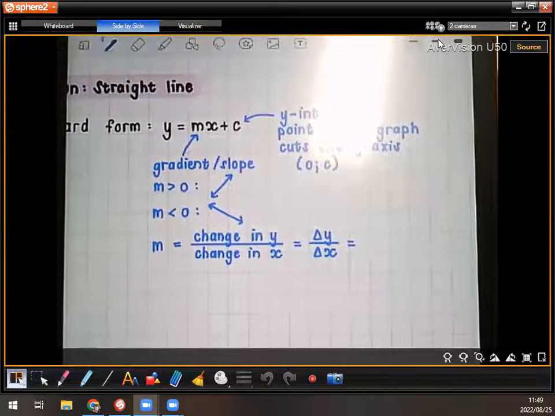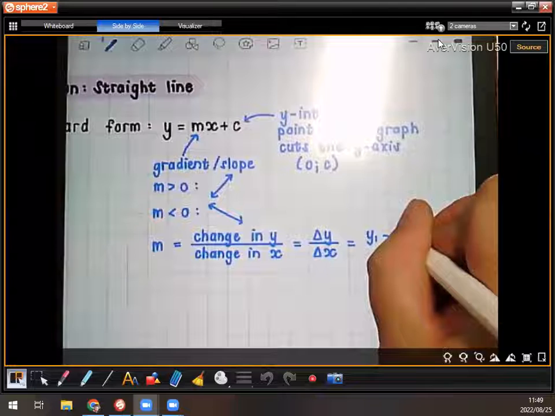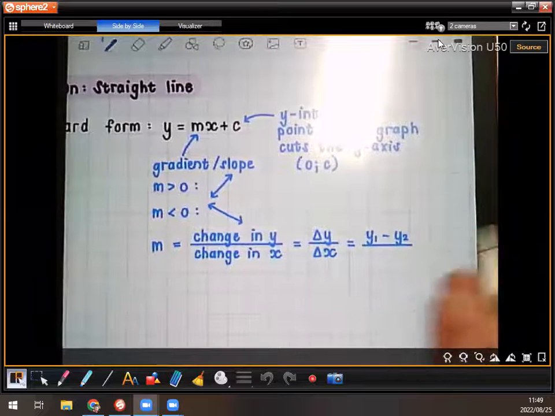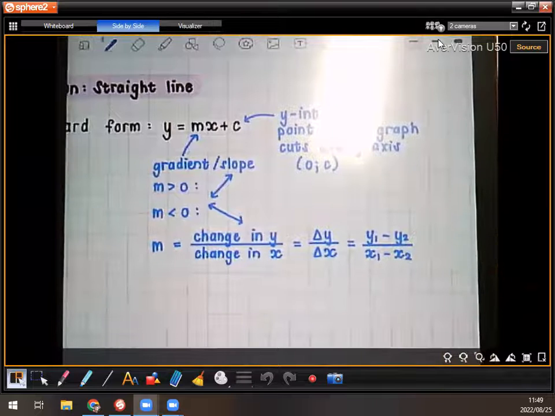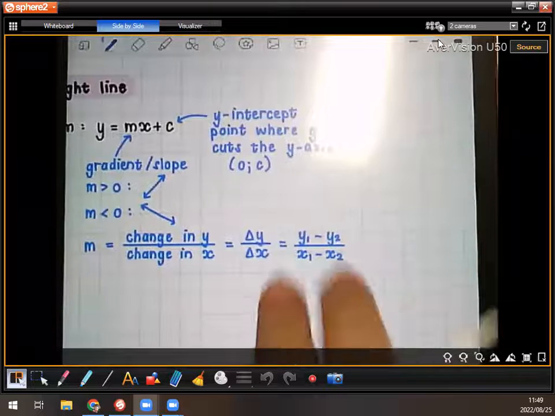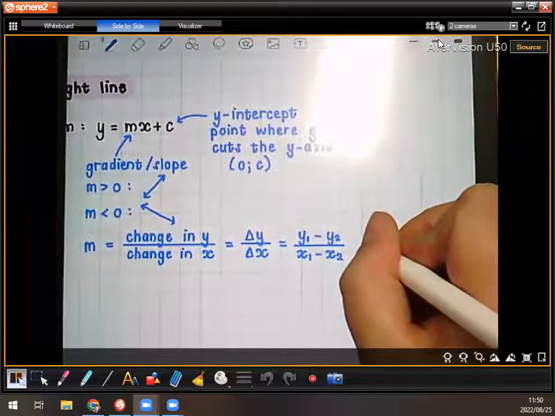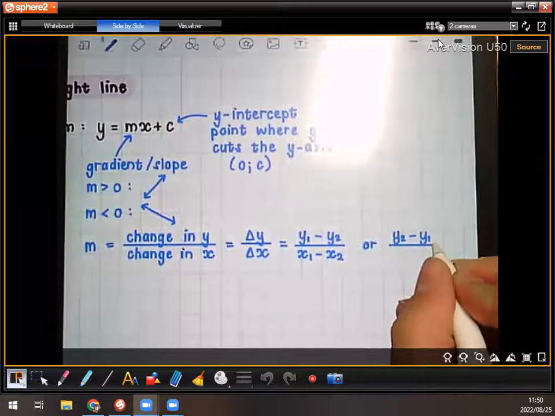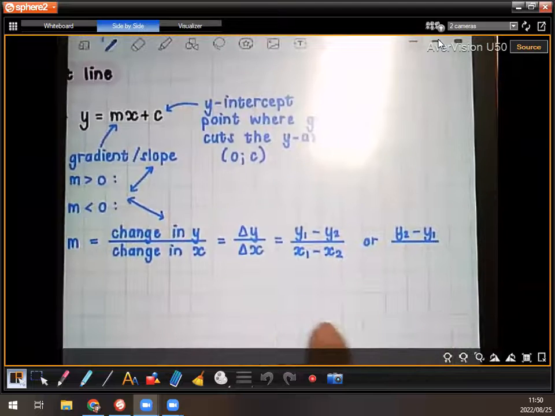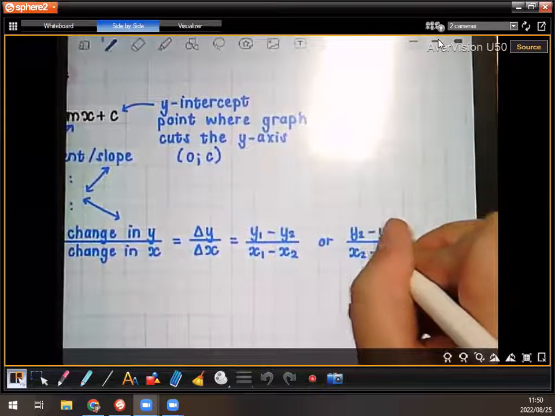Alright guys, another way you could write it is you can also say it's the Y value of the one point minus the Y value of the second point over the X value of the first point minus the X value of the second. You can change the order around of which Y value you put first, alright? So you can actually do Y2 minus Y1, but then the order of your x values must be exactly the same. So if you're doing y2 minus y1, you have to do x2 minus x1.